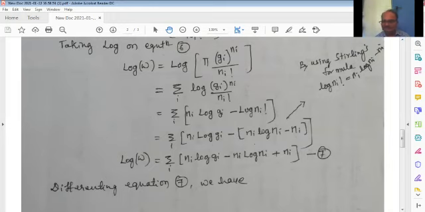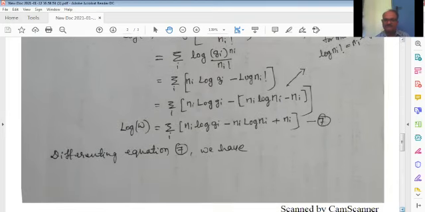Next, go on simplifying. So this is equal to summation over i, Ni log Gi minus, so this I wrote using Stirling's approximation. Then I will simplify this one. So this becomes Ni log Gi, and multiplying this minus sign to this bracket, it becomes minus Ni log Ni plus Ni. So this is the equation 7. And next we have to differentiate equation 7.